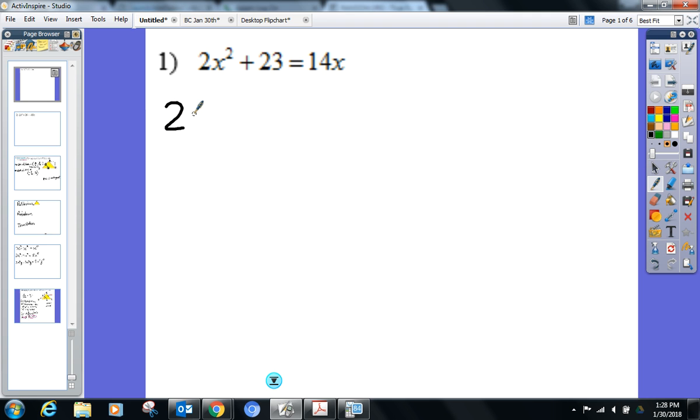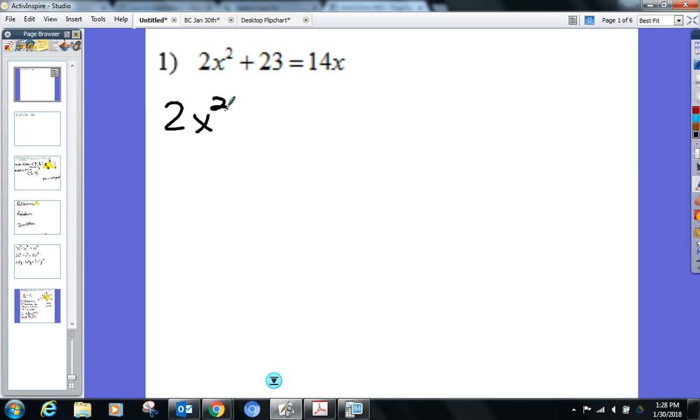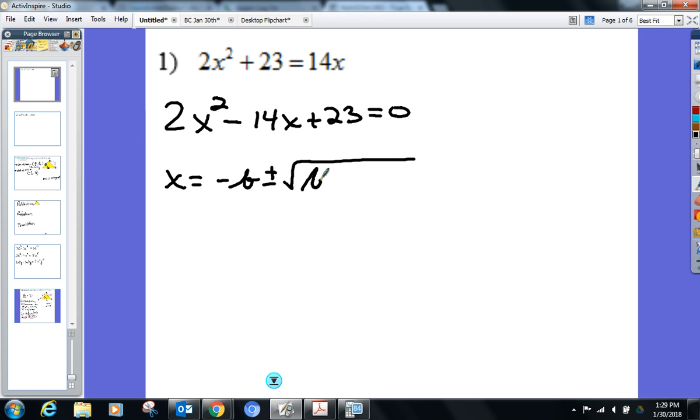Correct. All right. And when you get, I know this is a simple little thing that might get overlooked, but make sure it's written in order, standard form, because if you don't write it in order, I don't know if the A, B, and C values are all going to be correct. So minus 14x plus 23 is equal to zero. Then you go to the quadratic formula, which will be provided this Thursday on the test. Negative B plus or minus square root B squared minus 4ac all over 2a.